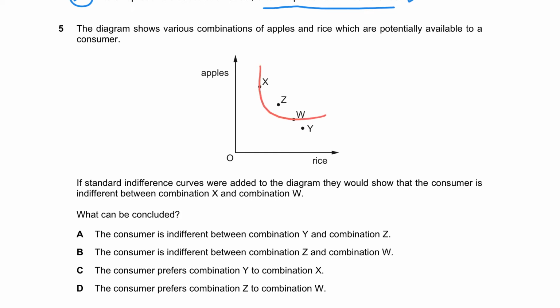Now if you look at this standard indifference curve, Z then becomes an option which is beyond the indifference curve, let's say I0. I can call this Z to be on indifference curve, let's say I1. If such is the case, then D is the right answer. The consumer prefers combination Z to W because Z is on an indifference curve which is to the right of the indifference curve on which W is, because I1 is better than I0 when it comes to preferences.